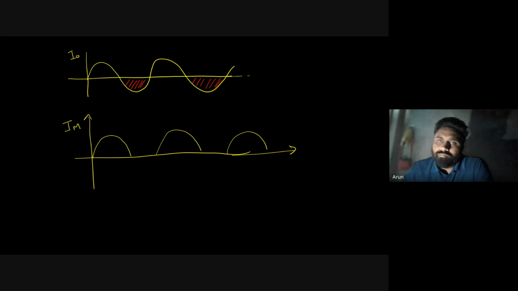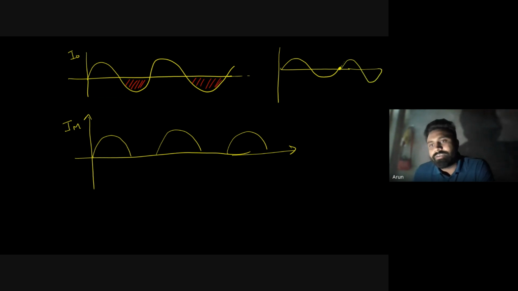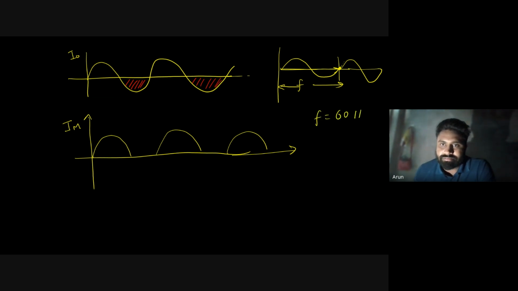Okay? Now, what happens if the frequency of the current is too high? What is the frequency? When a wave repeats itself after a fixed period of time, that is said to be the frequency. Got it? When the wave repeats its pattern, let's say frequency is given as 60 hertz, which means 60 times in one period the wave repeats its pattern.